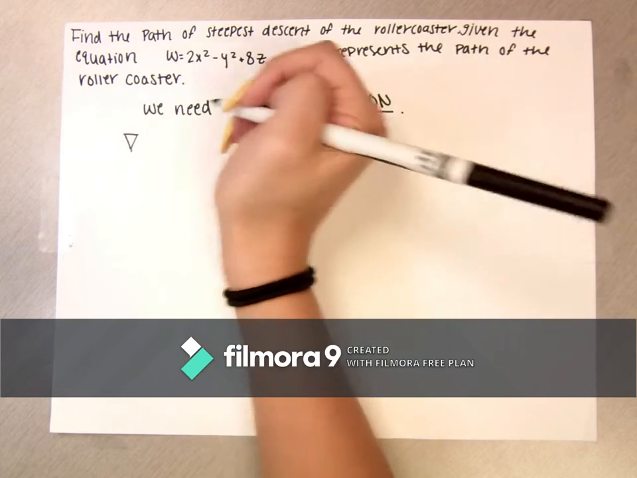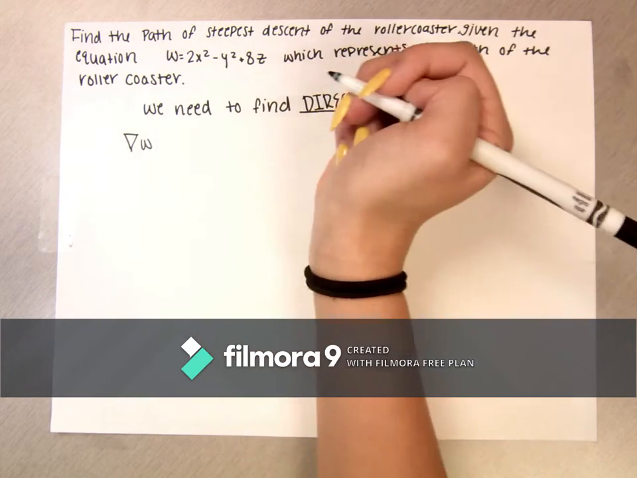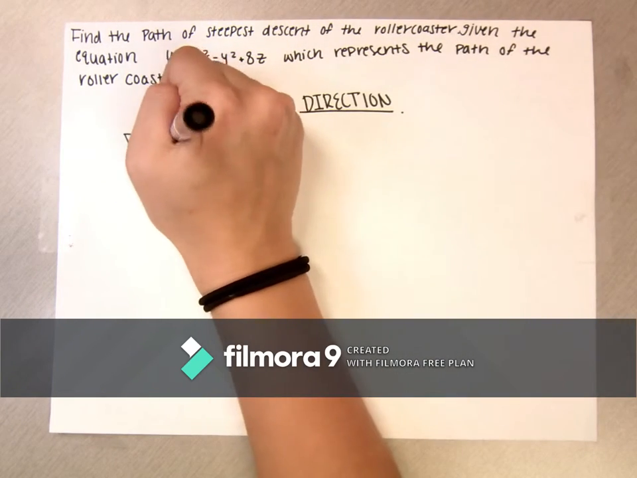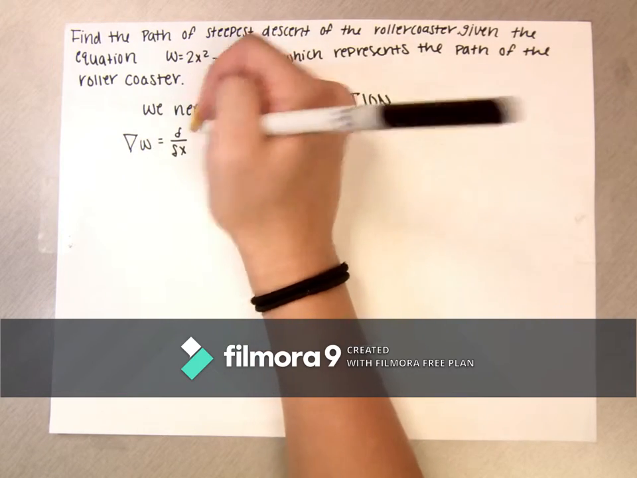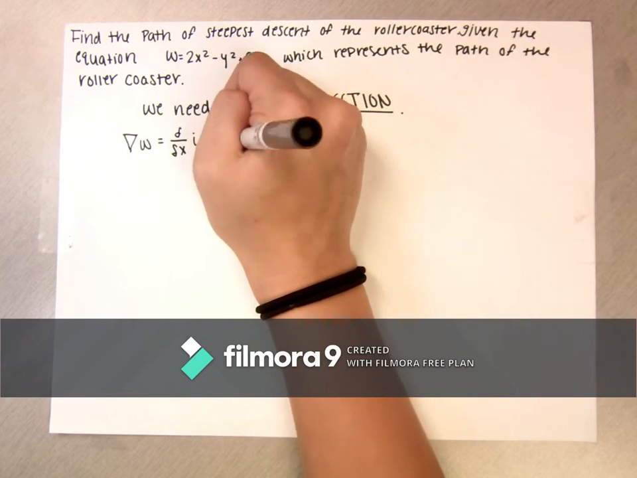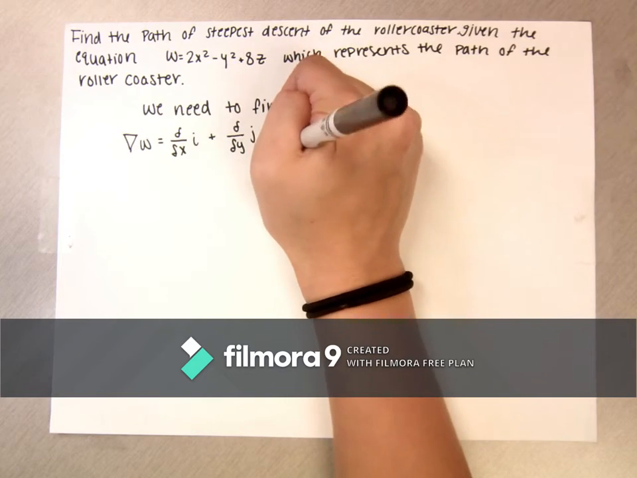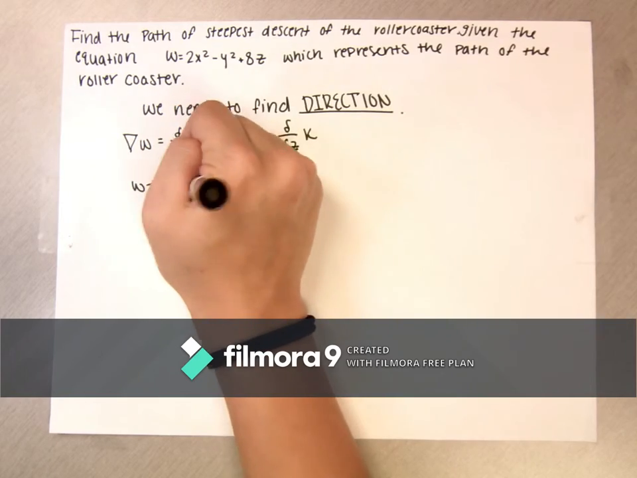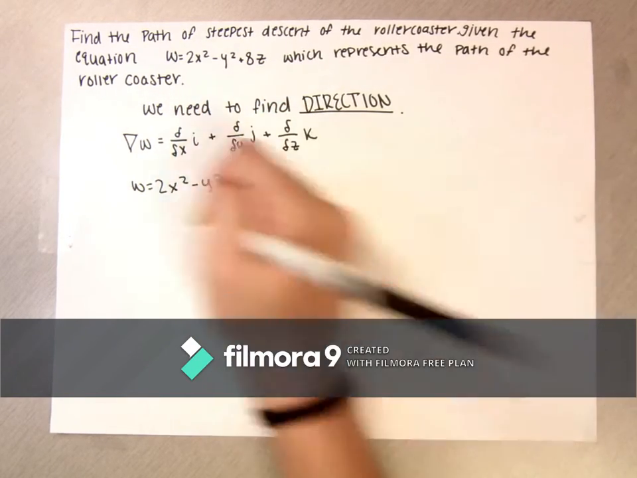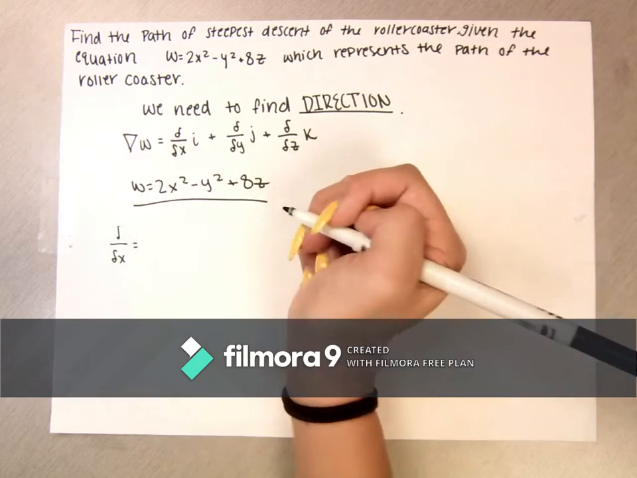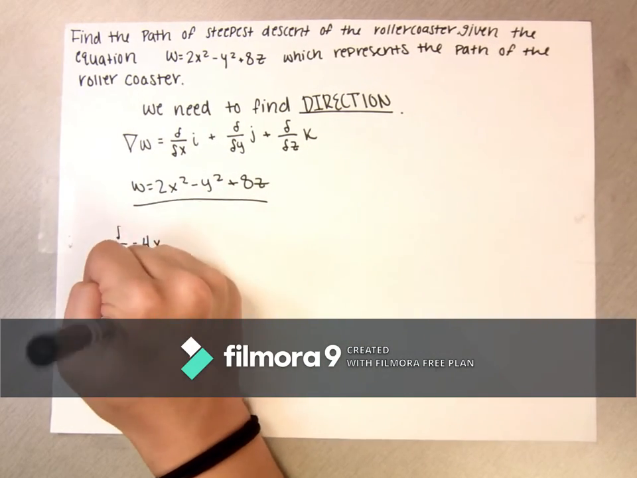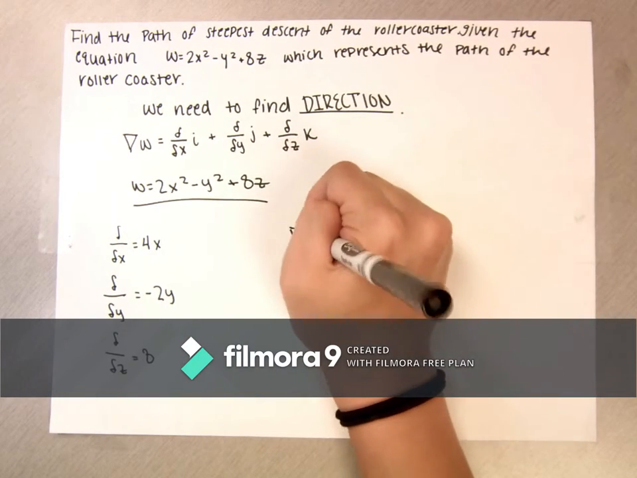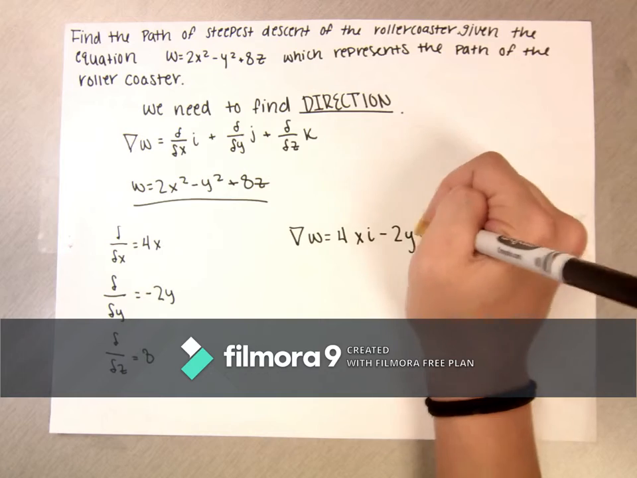The formula of the gradient is given as follows. Delta W, or in most cases f, equals the partial derivative in terms of x, i, plus the partial derivative in terms of y, j, plus the partial derivative in terms of z, k. We will look at the equation again and find the x, y, and z component of the gradient. When we work this out, d/dx equals 4x, d/dy equals negative 2y, and d/dz equals 8. We plug these numbers into the formula above and we have found the gradient.